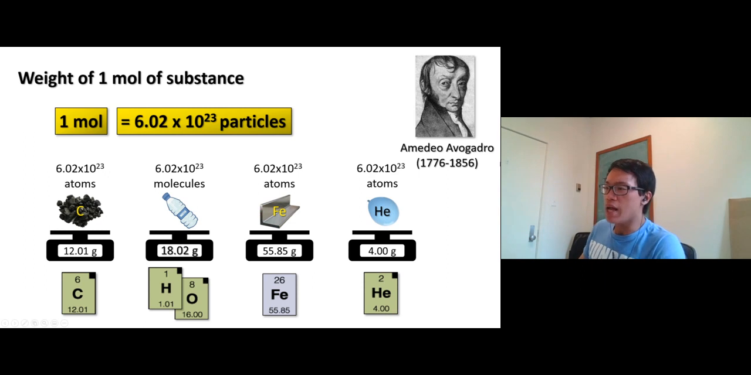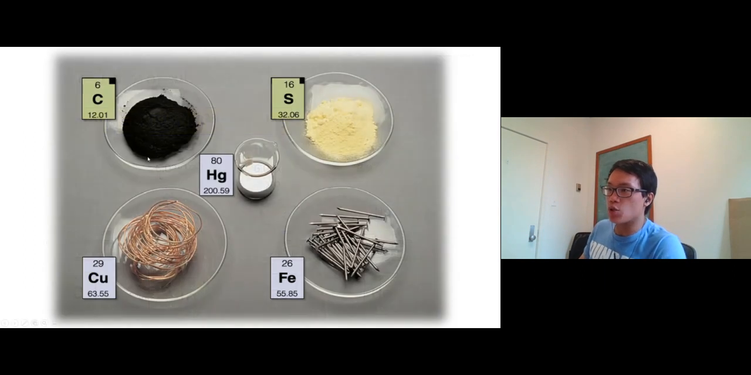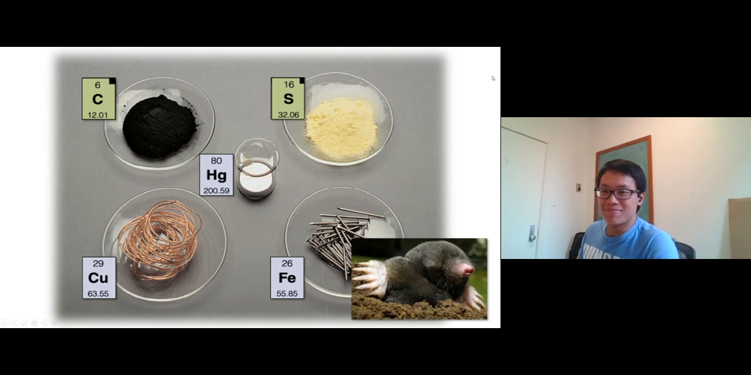To make it a little better in a picture, 12 grams of carbon is about that. 55.85 grams of iron, iron nails look like that. That's 1 mole. 1 mole of copper is about that. 1 mole of sulfur is powder, and 1 mole of the only liquid metal in the periodic table, mercury, is about that. That is 1 mole. That's the punchline.